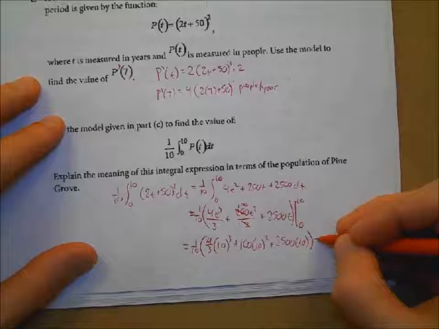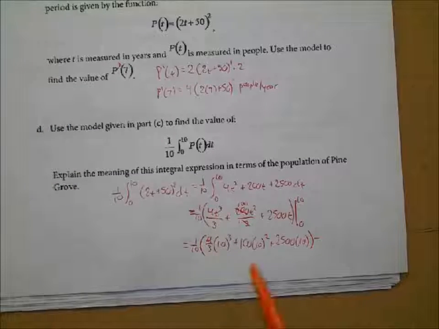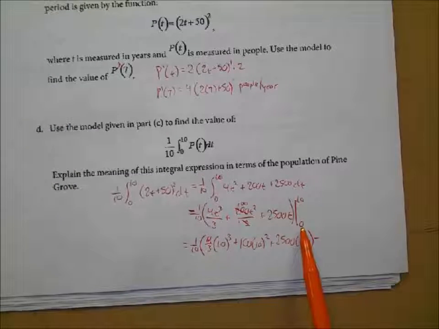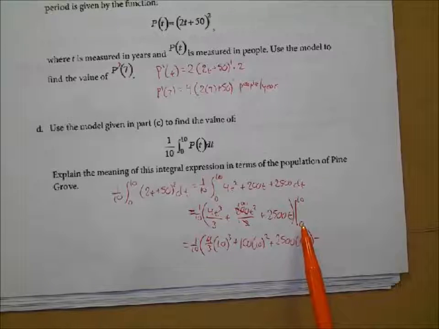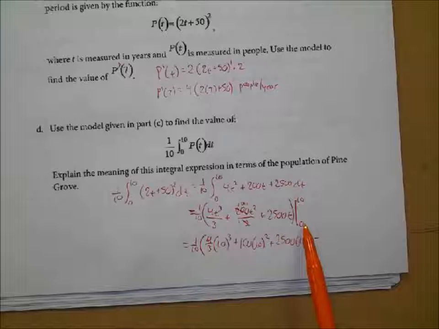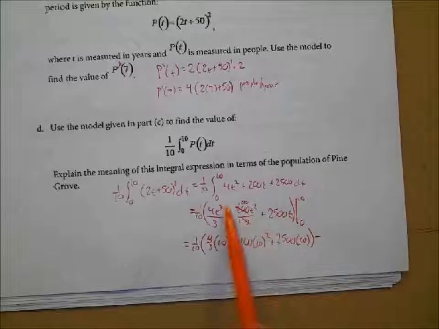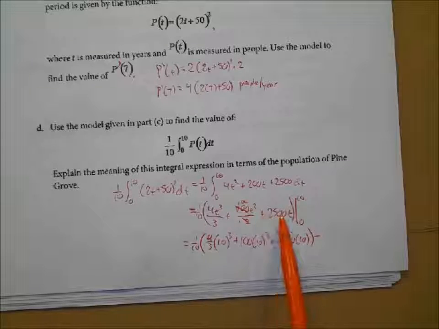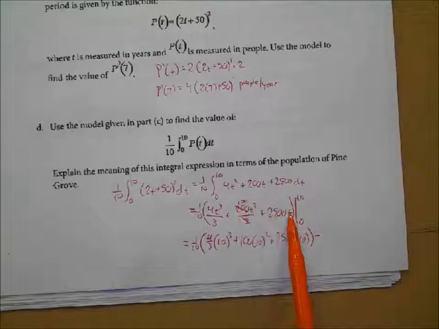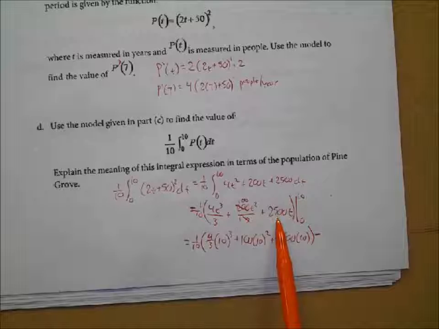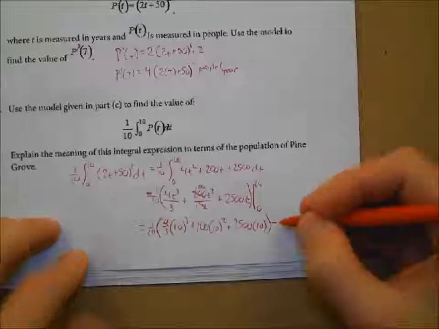We could put in the 0 as well. In this case it's not necessary, but I would suggest every time you have a 0 as a limit of integration, convince yourself that the lower limit will be 0 when you plug 0 in. Let's convince ourselves: 0 here is 0, plus another 0, 2,500 times 0 is 0. So 0 plus 0 plus 0 is 0, so yes, it'll all cancel out. If you want to, you can write it in here.